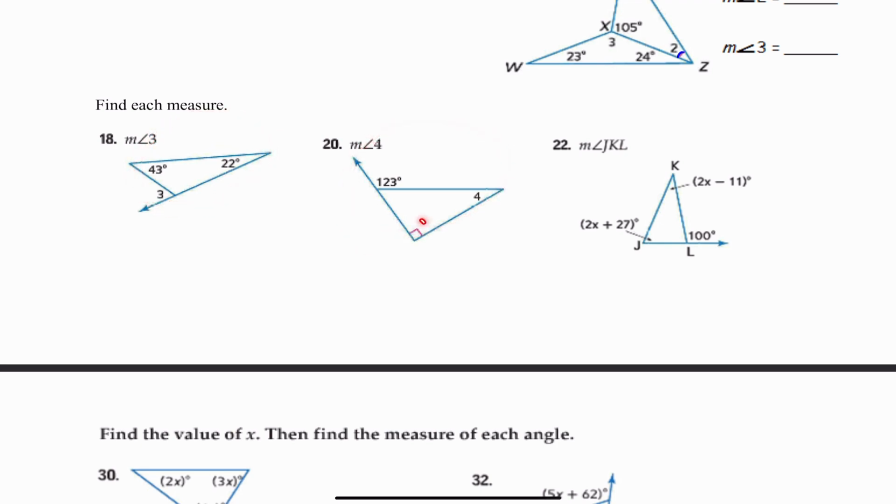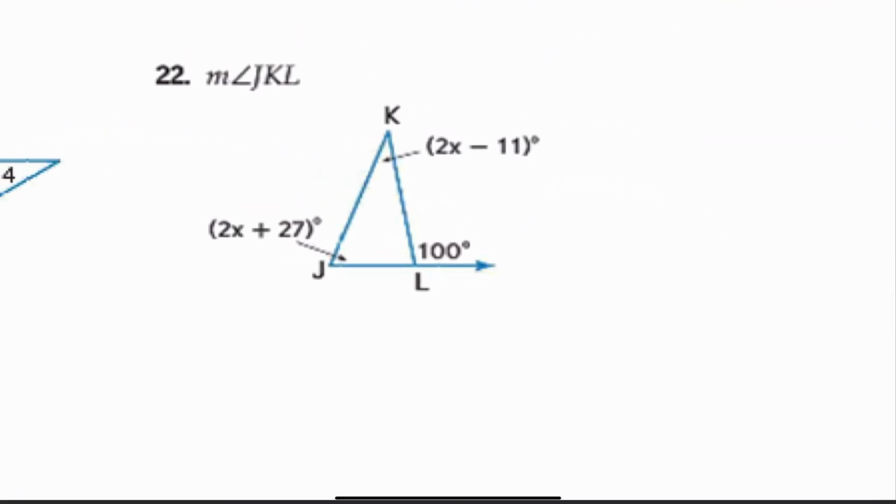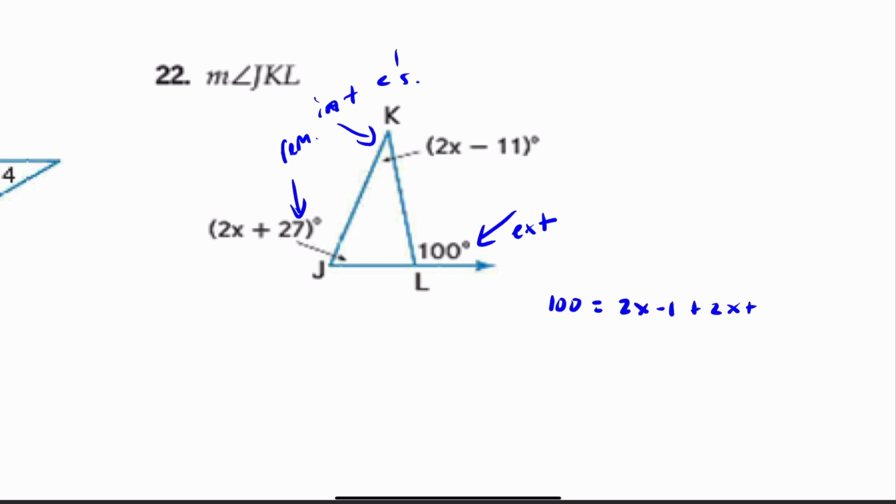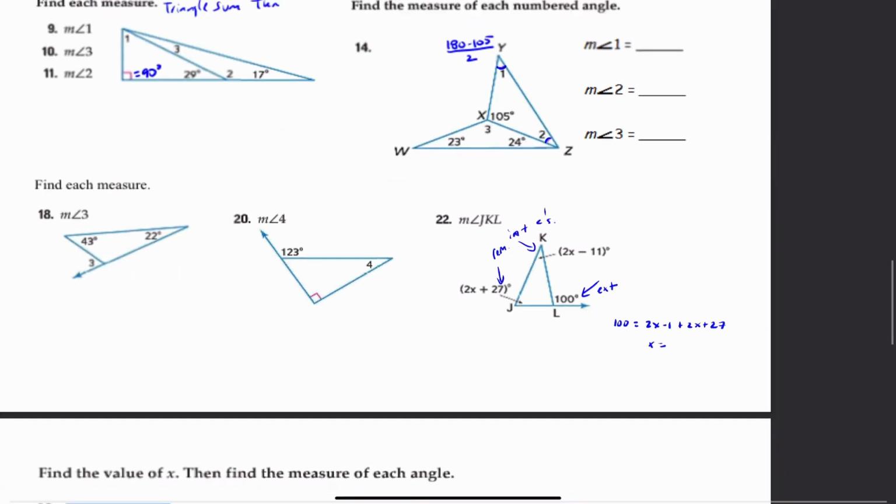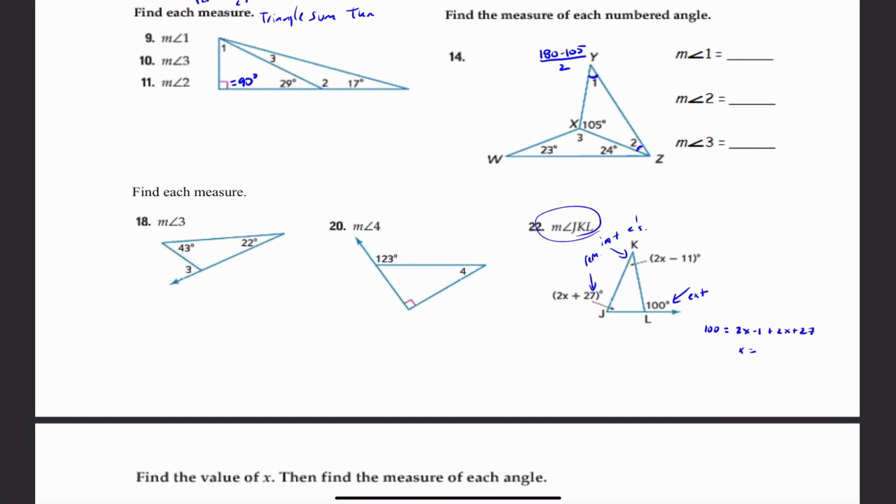And remember that this right angle indicates 90 degrees. And then over here, this one's a little confusing because it has algebra. But it doesn't change the fact that the theorem itself doesn't change whatsoever. You still have your exterior angle, and then these two things are your remote interior angles. So you should have 100 equals 2x minus 1 plus 2x plus 27. Solve for x, and then figure out what JKL is, okay?